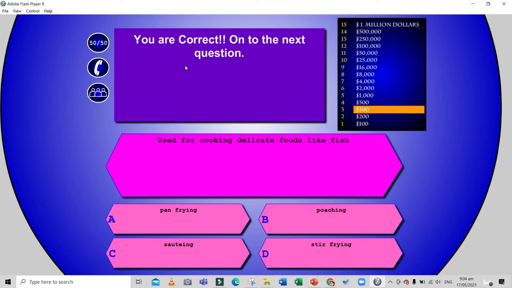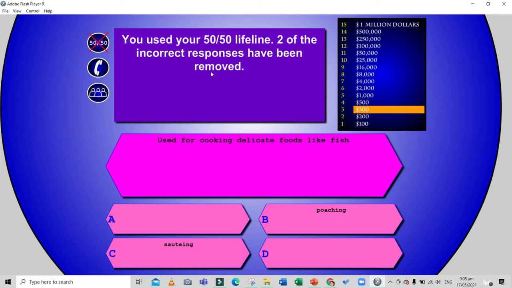Okay, for number 3. Used for cooking delicate foods like fish. Is it A. Pan frying, B. Poaching, C. Sauteing, D. Stir frying? Let us use the 50-50 helpline. The remaining answer is letter B and letter C. Let us choose letter C.